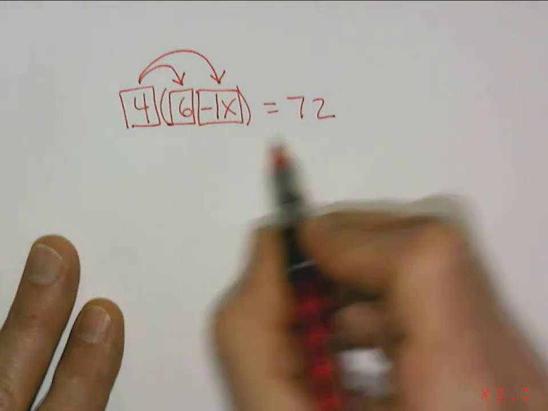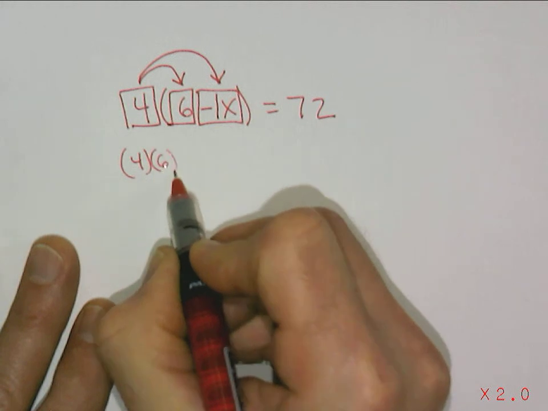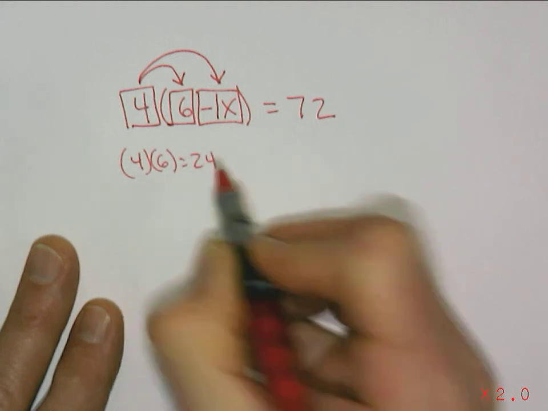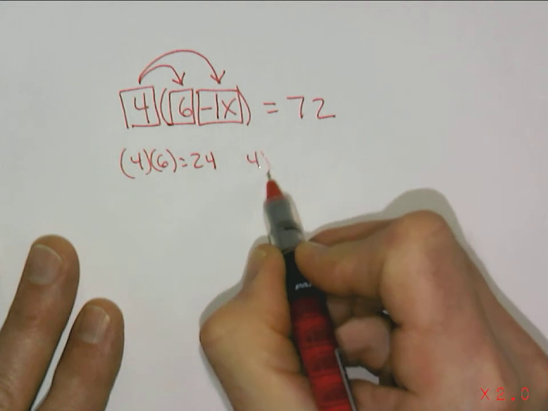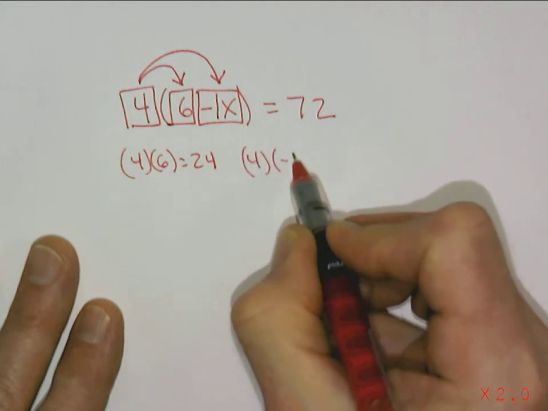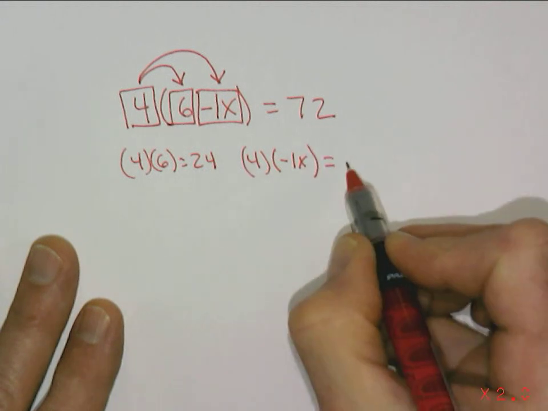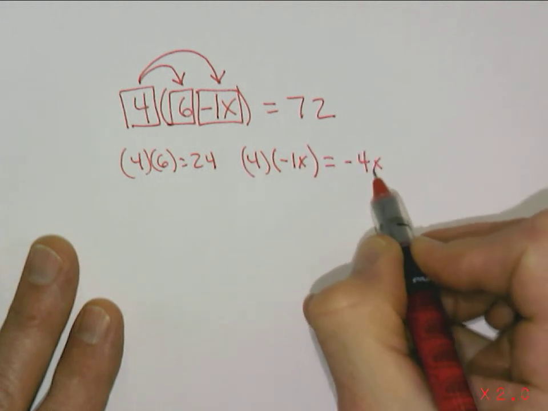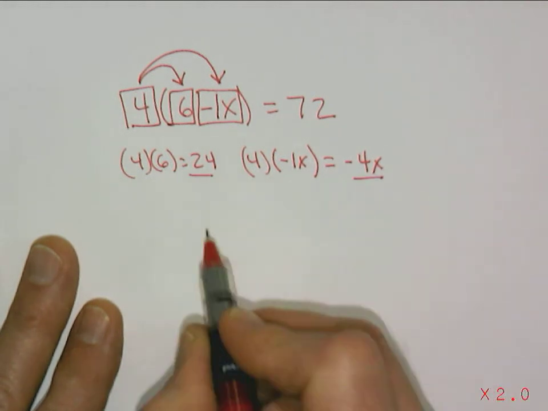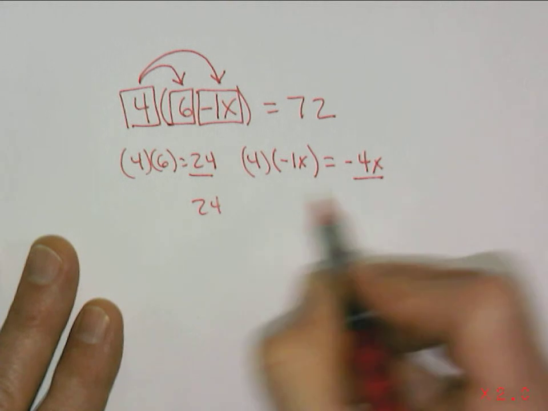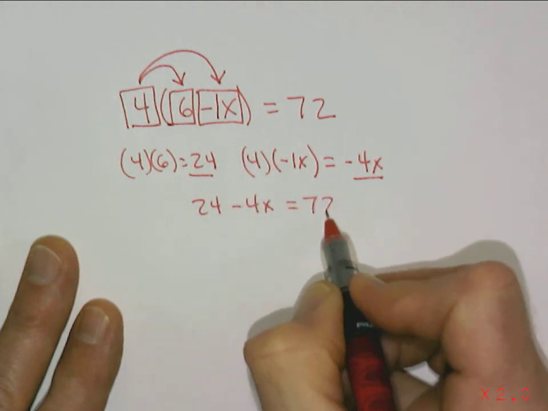And then we'll do that. So 4 times 6 is 24. That's the first pair multiplied together. And then 4 times negative 1x is 4 times negative 1, or negative 4x. And so there now are my new terms without the parentheses. 24 minus 4x equals 72.